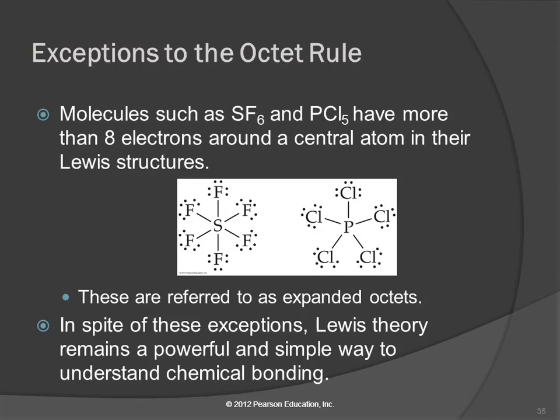But sulfur is a larger atom. It's in period 3, and it has d orbitals that it can expand into. The period 2 elements never form expanded octets, but the period 3 ones can do that. And phosphorus is also in period 3. It's a little bit bigger, and so it can handle 10 electrons instead of 8. So just so that you're aware that those exist.